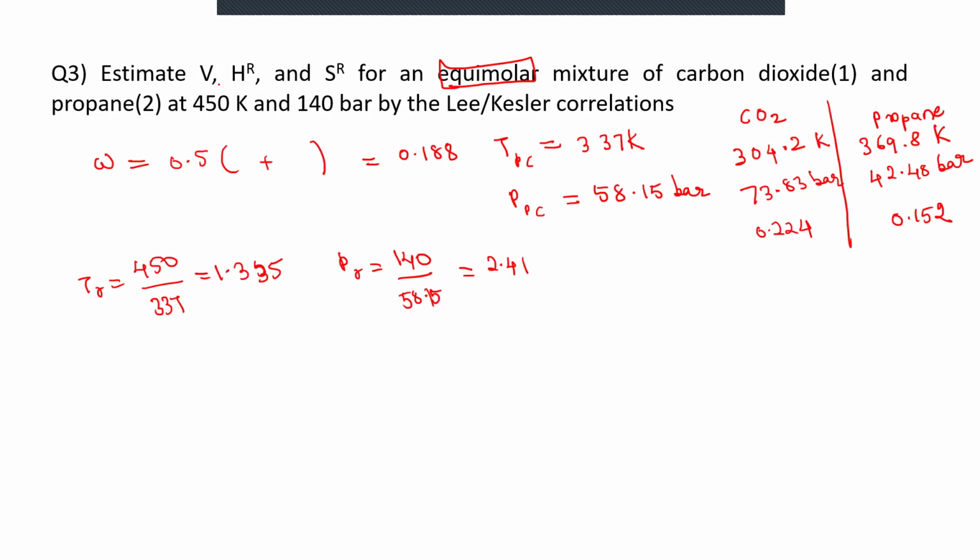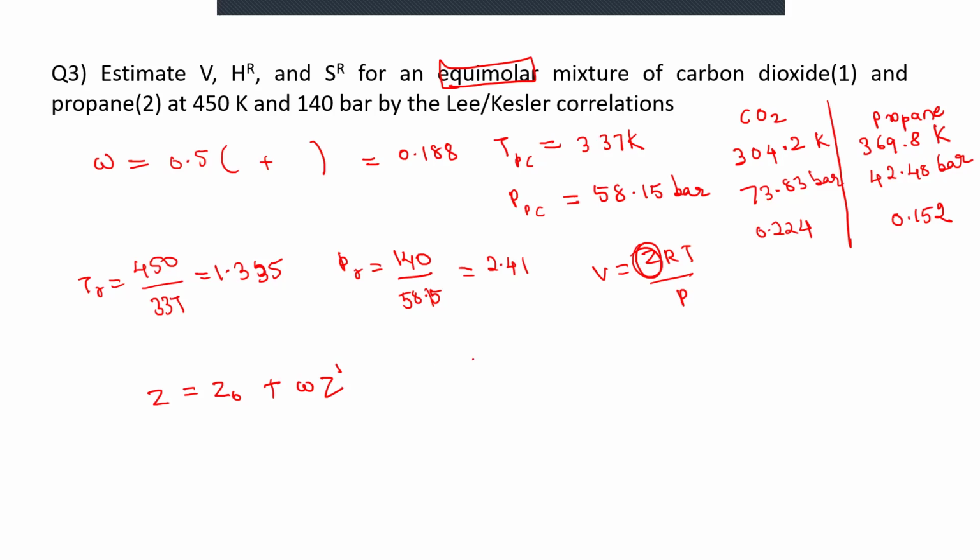So now we want to estimate the V. So V, how can we get generally? V is equal to ZRT by P. So we don't know what is the value of Z. So Z can be calculated as Z is equal to Z naught plus omega Z1. How to find Z naught and Z1, I'll be explaining in a few minutes. And one more thing, how to find HR and SR.